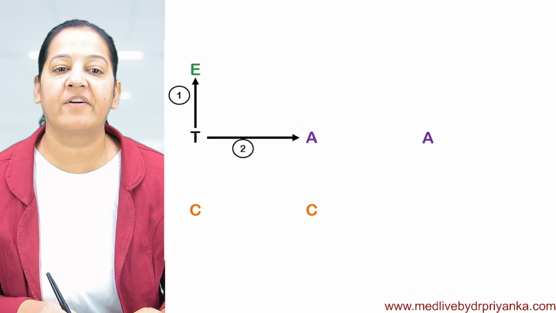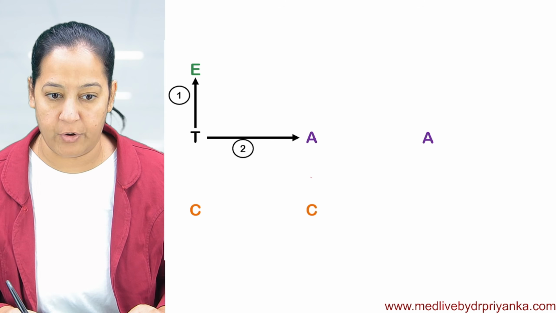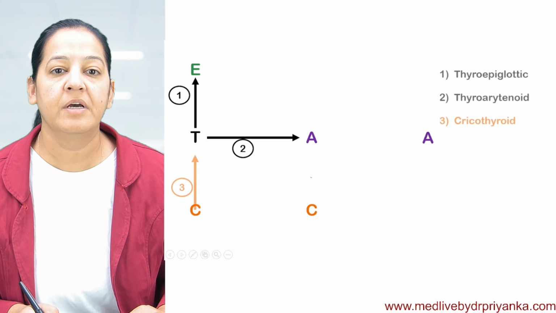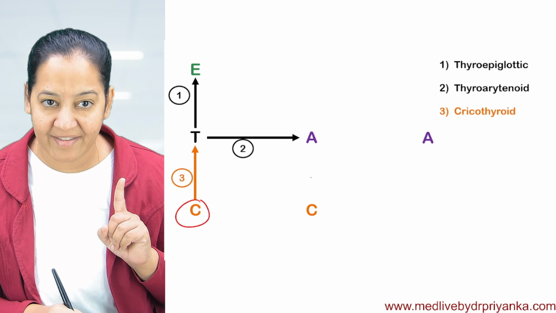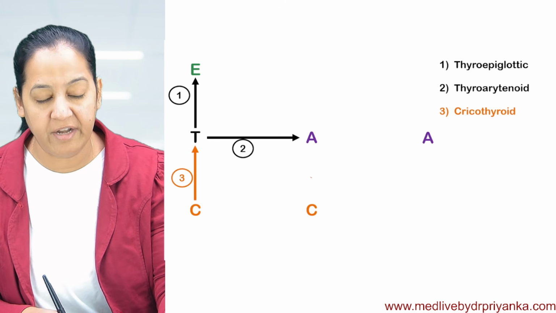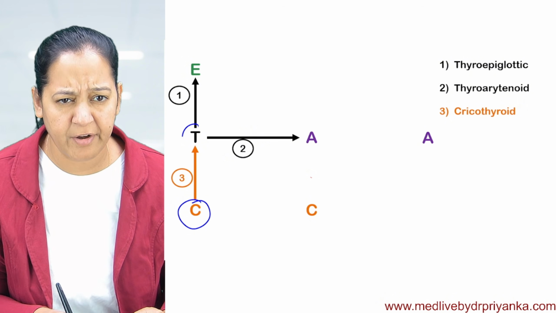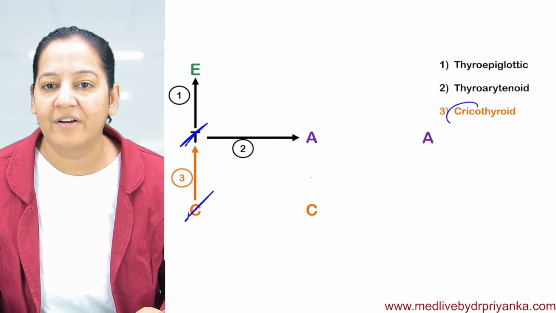Now, we will take the cricoid as center. There are 3 muscles arising from the cricoid, connecting the cricoid with some other cartilage. So the third muscle, which is arising from the cricoid, connects the cricoid with the thyroid. So what is the name of this muscle? You can see cricoid with the thyroid. So the name of this muscle is cricothyroid.